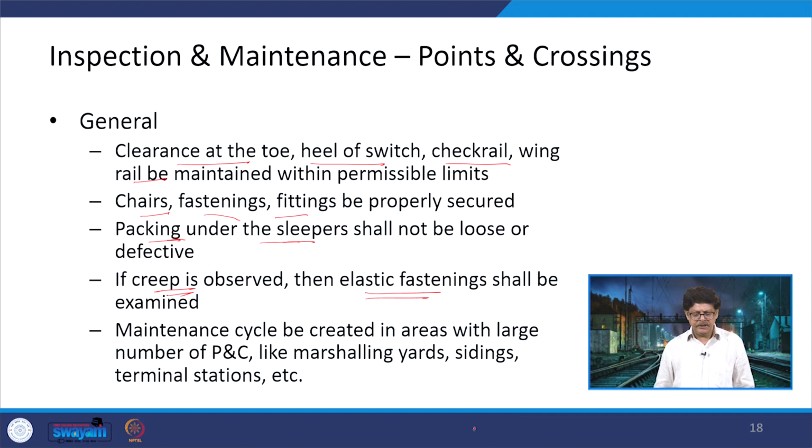Now, in the areas where there are a large number of points and crossings, like marshalling yards, sidings or terminal stations, at those particular locations a maintenance schedule has to be created for each and everything. Like for points, what should be the schedule, for crossings, what is the schedule, for switches, what is the schedule.